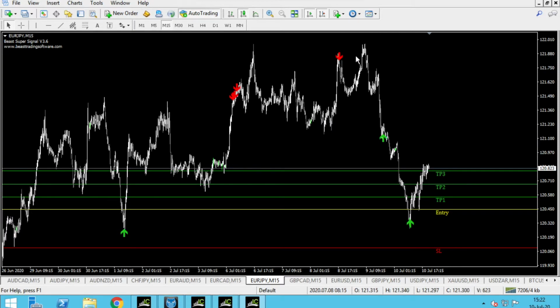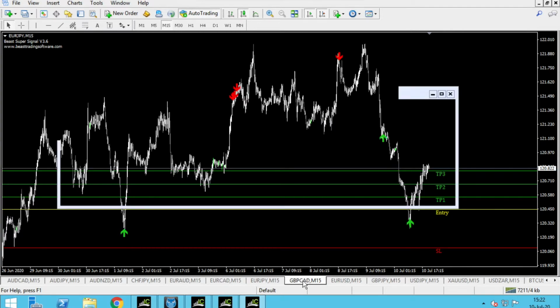But we did recover on the next sell signal. Here, unfortunately, again, we tried to catch a bottom, which was not possible, but we did recover earlier today with a fantastic buy signal. So overall, in profit with this pair.